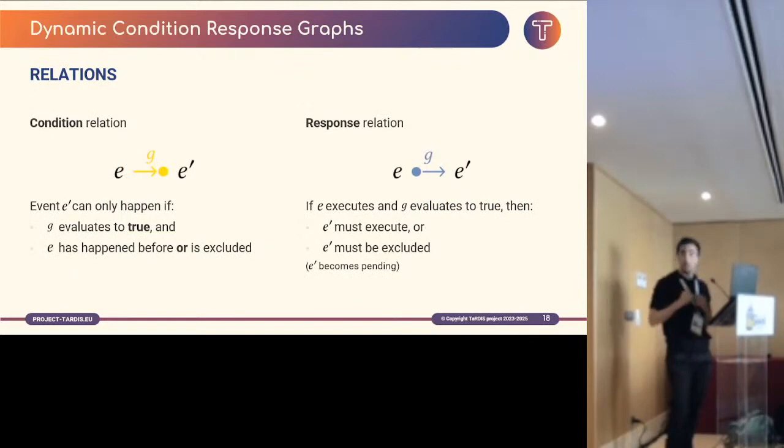Okay, the next two relations, the condition relation and the response relation. The condition relation establishes that the event on the right-hand side cannot execute unless the event on the left-hand side has either executed or is excluded, and of course the guard evaluates to true. The response relation, on the other hand, states that if the event on the left-hand side executes and the guard evaluates to true, then the event on the right-hand side must mandatorily execute before the graph can reach a stable state. Therefore, event E becomes pending.